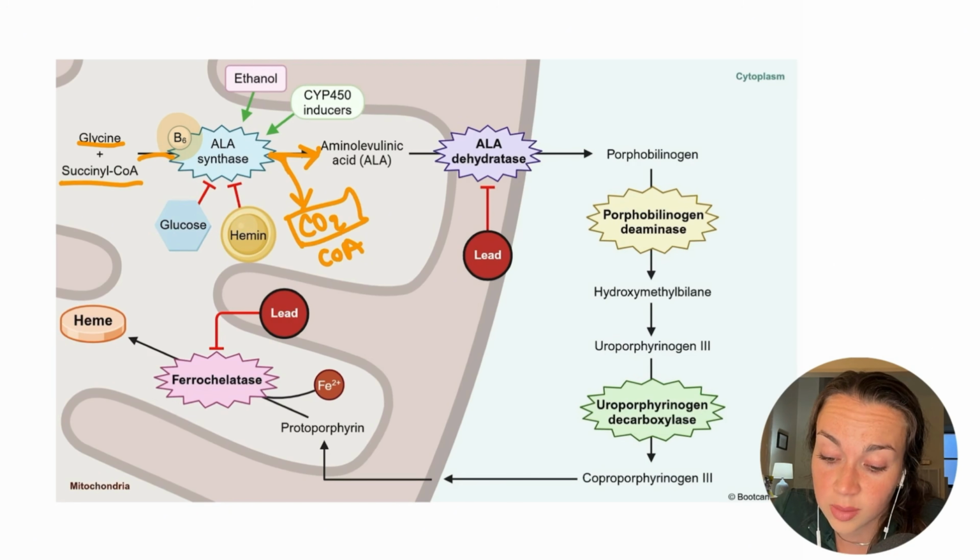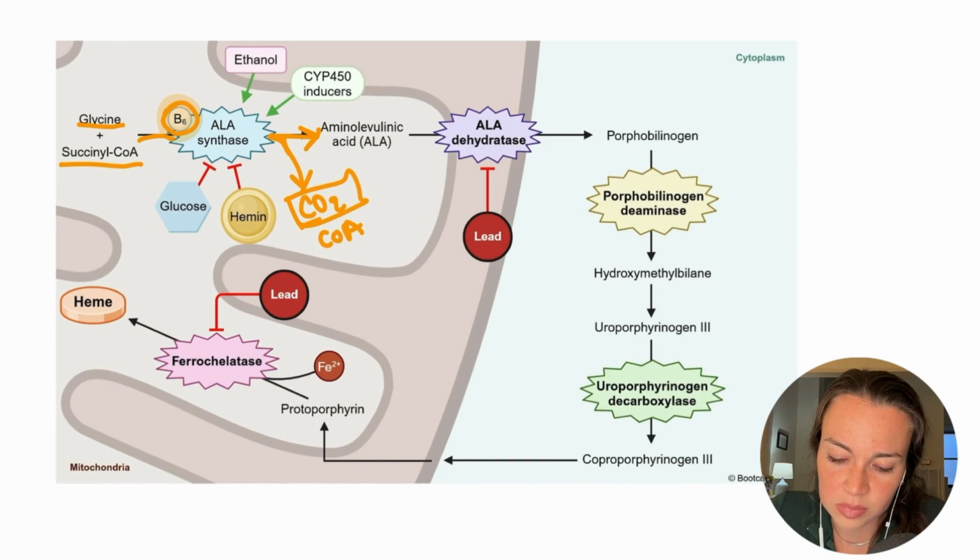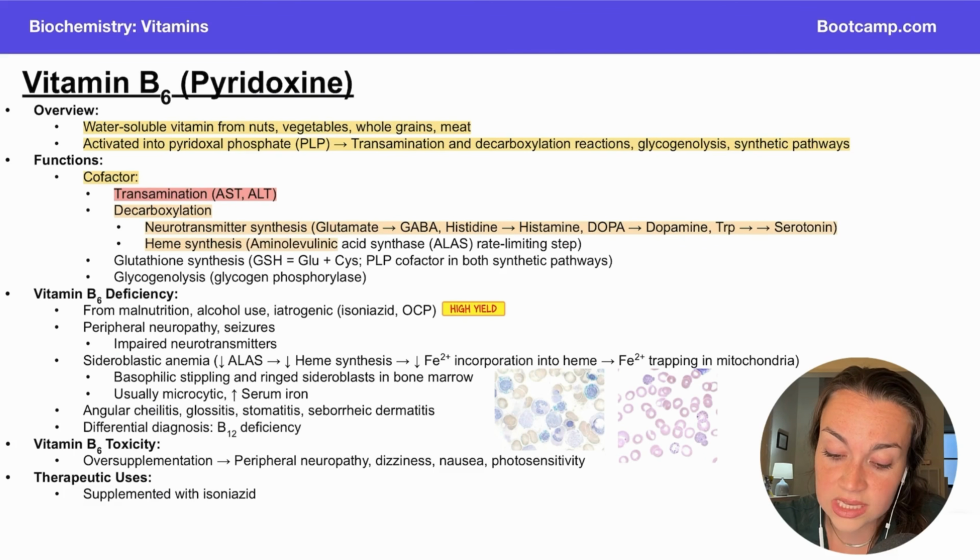So this is a decarboxylation facilitated again by vitamin B6. And that ALA synthase was the rate-limiting enzyme for heme synthesis, making it even more important. B6 is also important in glutathione synthesis.